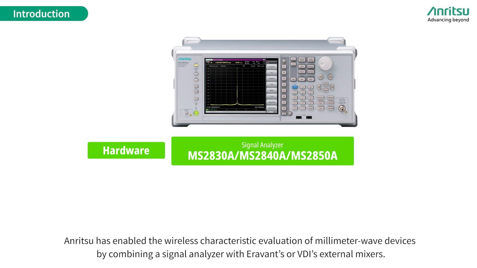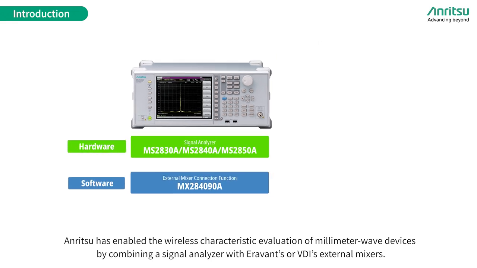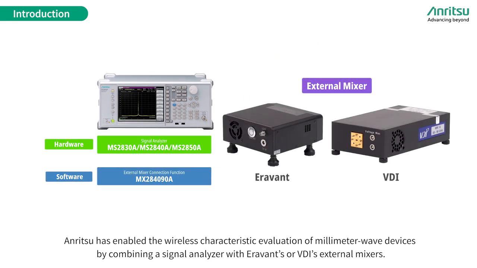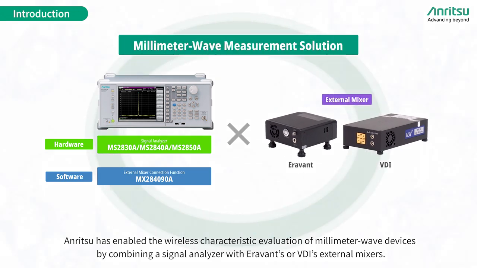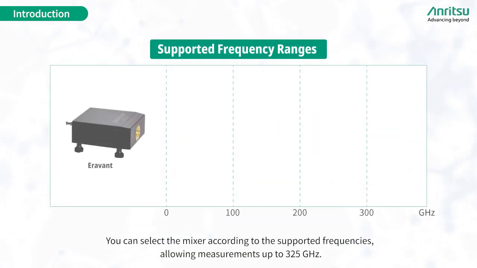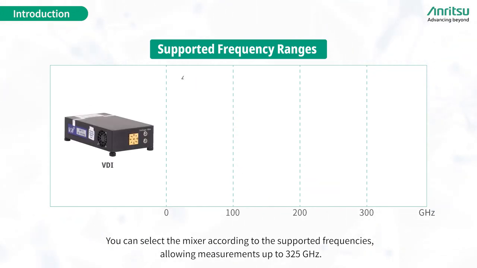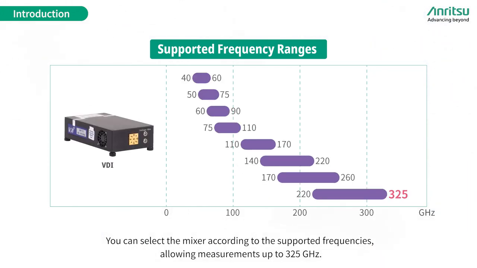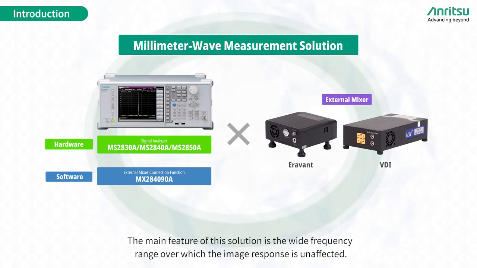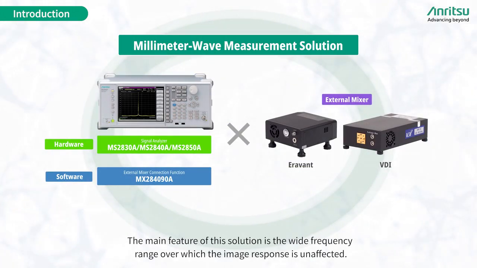Anritsu has enabled the wireless characteristic evaluation of mmWave devices by combining a signal analyzer with Eravant's or VDI's external mixers. You can select the mixer according to the supported frequencies, allowing measurements up to 325 GHz. The main feature of this solution is the wide frequency range over which the image response is unaffected.